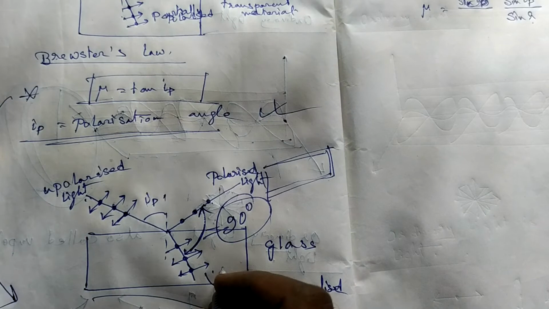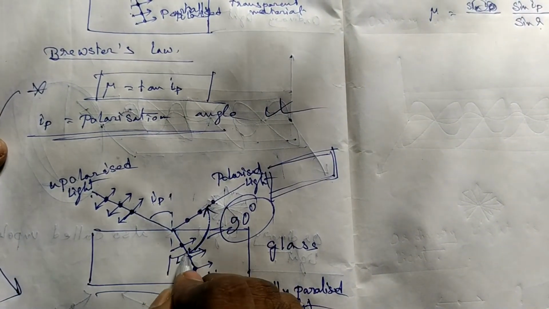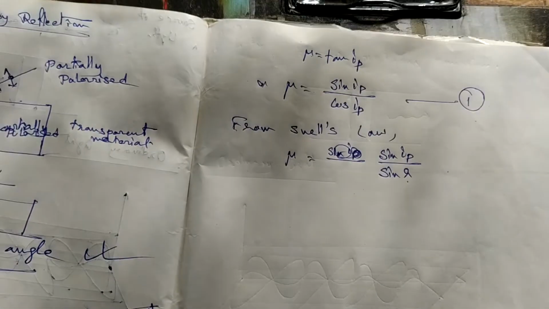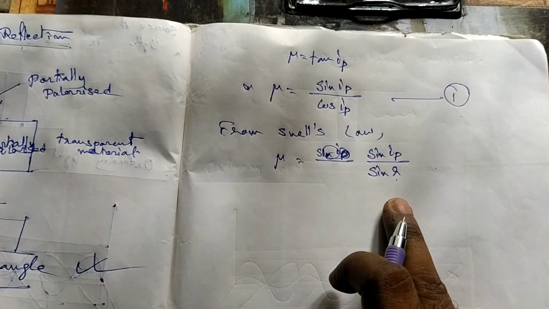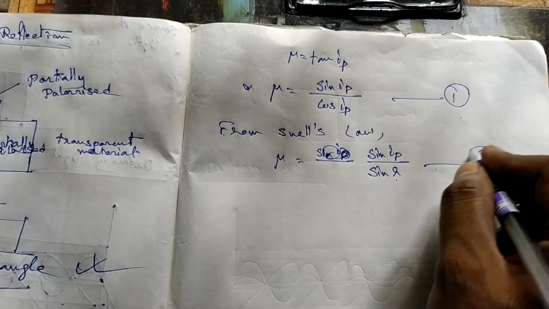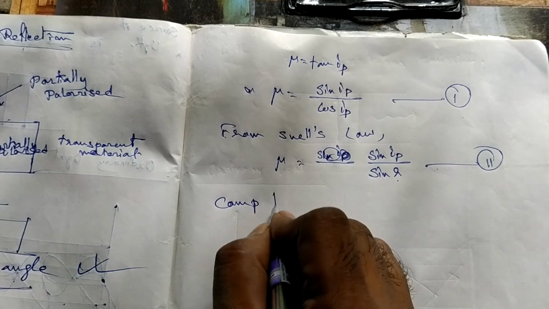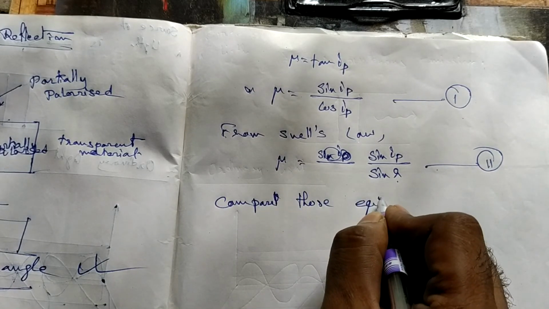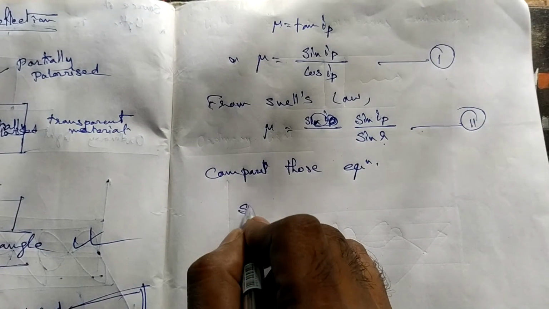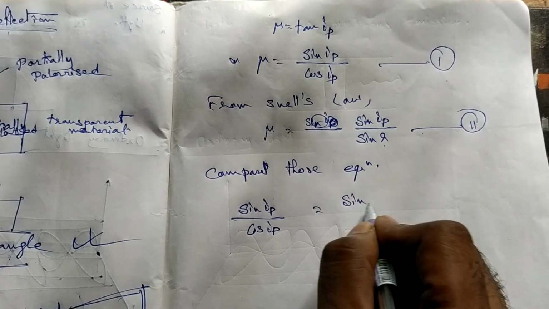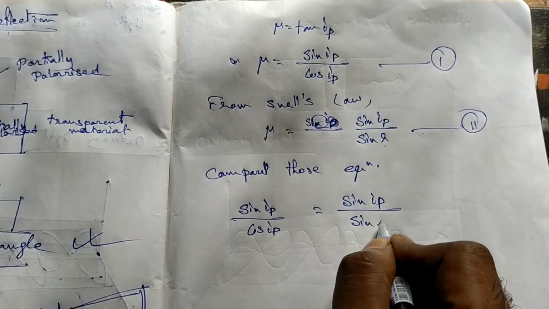Okay, what is R? Suppose R is the transmitted angle. So from Snell's law, sin IP by sin R. Clear? This is the second law of refraction. So this is the second equation. Now compare this equation.